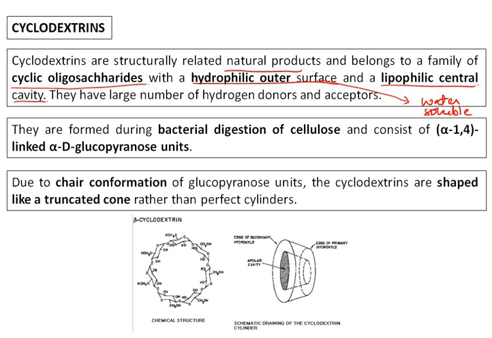They have a large number of hydrogen donors and acceptors. These donors and acceptors are the reason for the bonding by cyclodextrins.